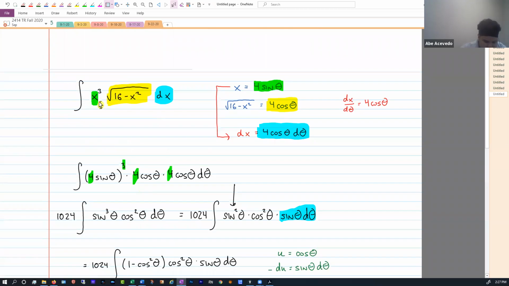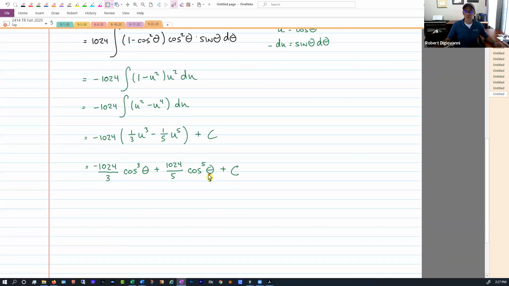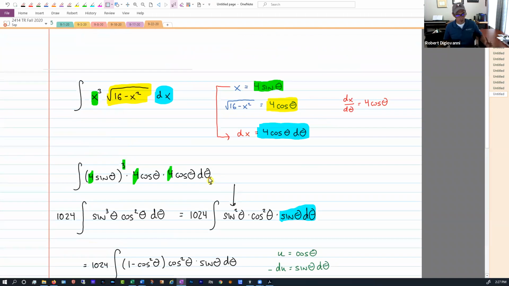No. The original problem was in terms of x. So your answer needs to be in terms of x. How are we going to get back from this to x, right? How do we get from here back to x? Let me show you how. We go back to the substitution we made.